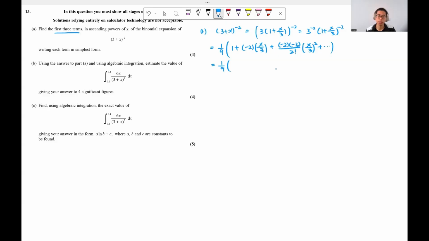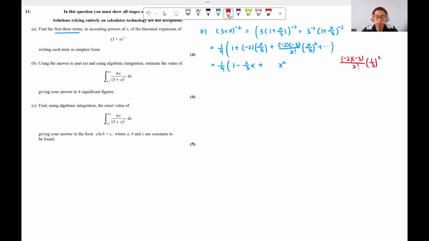So 1/9, and then 1, so negative 2 times 1/3 is negative 2/3 x, and then plus something times x squared. So we just have to work out the coefficient. To work out a coefficient, what I normally do is put everything in the calculator. So in my calculator, I'll put negative 2, negative 3 over 2 factorial, and then instead of x, I change x into 1. So I put 1 over 3 squared. I put all that in the calculator, and that should give us the coefficient of x squared straight away.